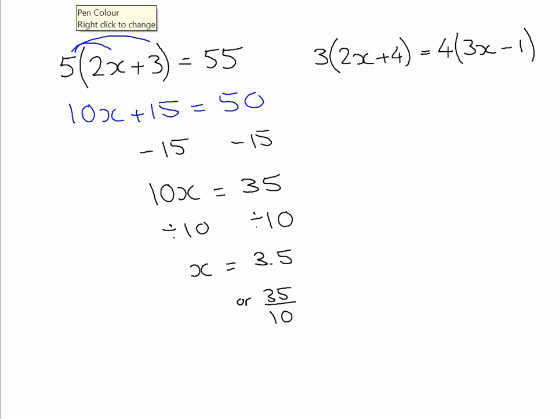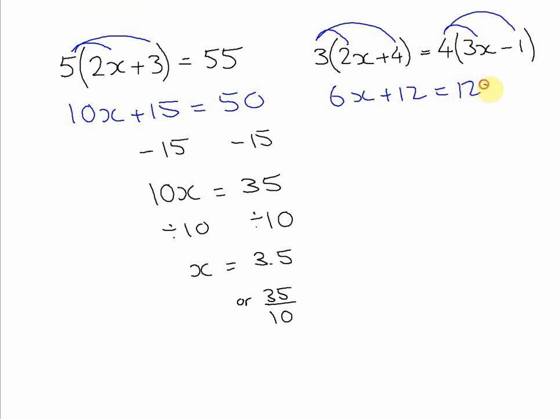Okay, so let's expand the brackets. So we have 6x plus 12, but this time we've just got 2 brackets. So 12x minus 4, don't get caught out by the negative here. Which side has the most x's? Well, the right hand side. It has 12, the left only had 6. So let's subtract those 6 x's from both sides. Means this time we're going to be collecting the x's on the right hand side.